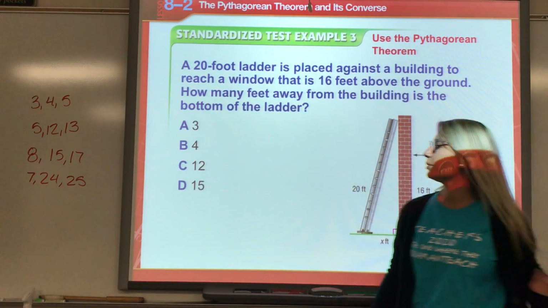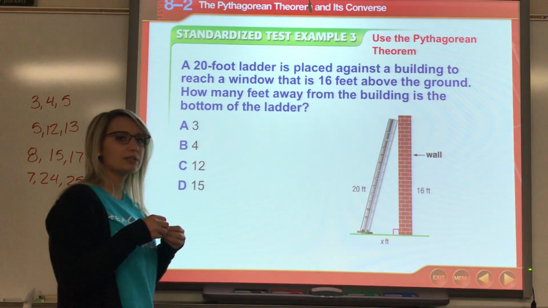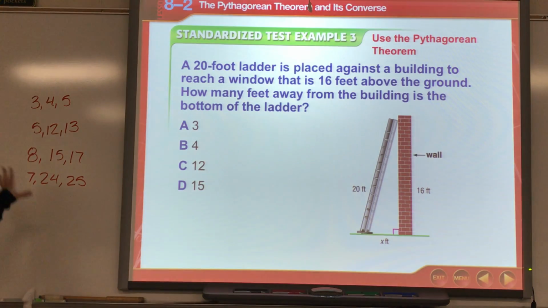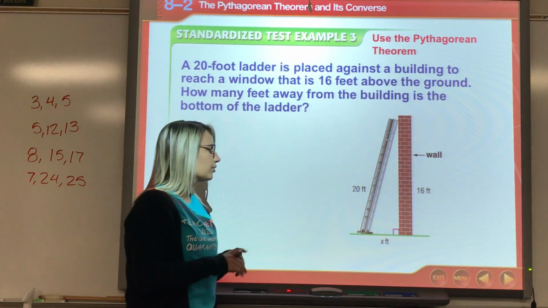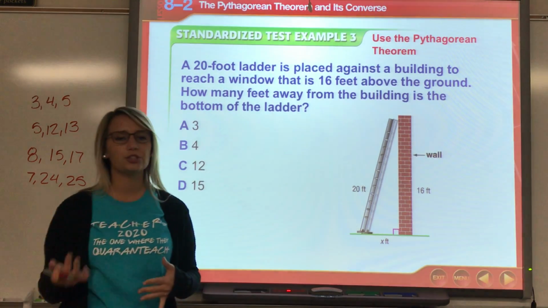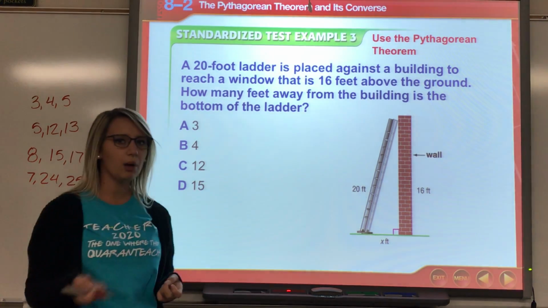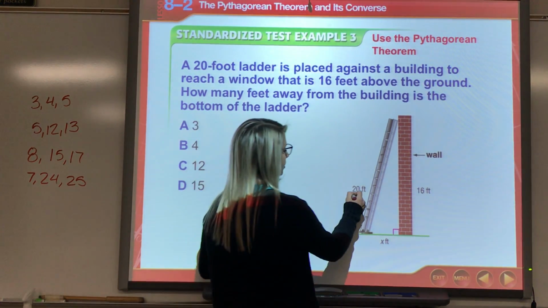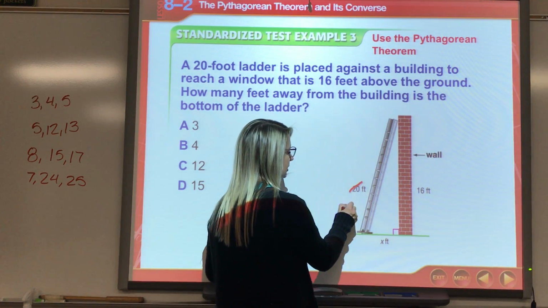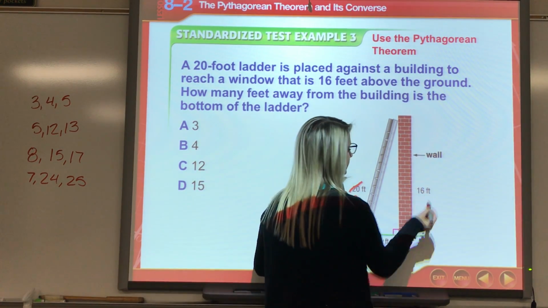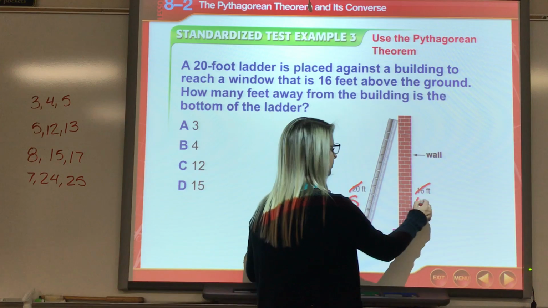Using the first method with the triples, we want to reduce those numbers so that we have one of these, hopefully. Well, 20 and 16 I can divide by 2, or I could divide by 4. If we divide by 4, that'll give us the smallest numbers possible. So 20 divided by 4 gives us 5. 16 divided by 4 gives us 4.